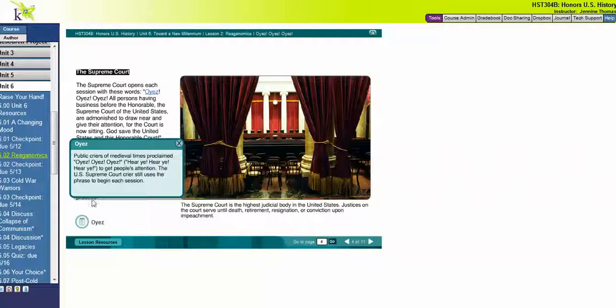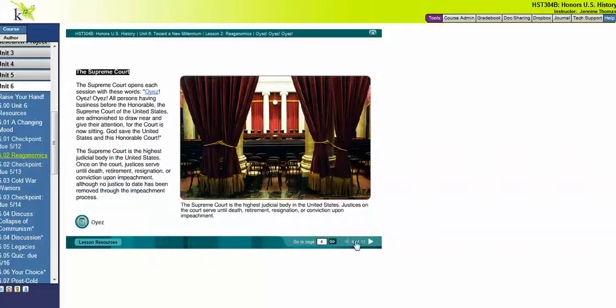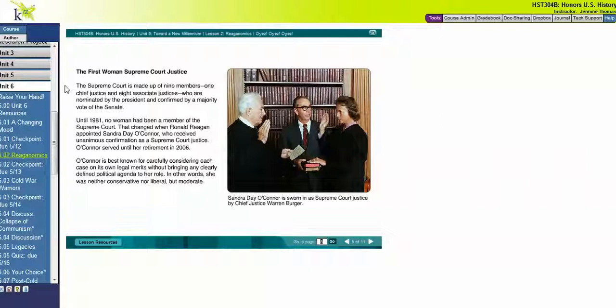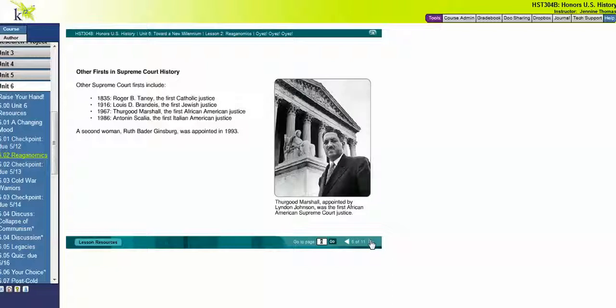And it gives you a history of those medieval times calls and how the court still uses the medieval terminology for hear ye, hear ye, hear ye. They will also go into the choice of Sandra Day O'Connor by Ronald Reagan to join the court in 1981. She was the first woman to do so, to become a Supreme Court justice. And it will talk about her path from childhood all the way up to the court within these slides, and how she became a Supreme Court justice.